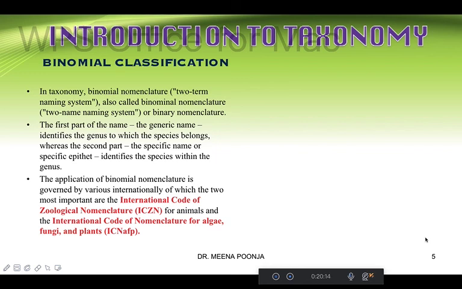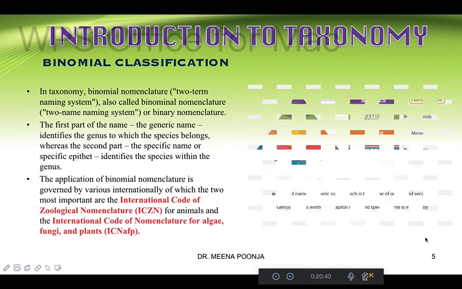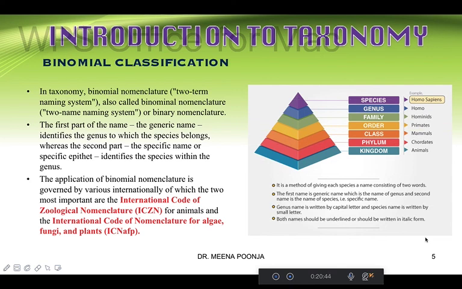The application of binomial nomenclature is governed by various internationally agreed codes of rules, of which these two are the most important: ICZN, the International Code of Zoological Nomenclature, and ICNAFP, the International Code of Nomenclature for Algae, Fungi, and Plants. Although the general principles underlying binomial nomenclature are common to these two codes, there are some differences both in the terminology they use and in their practical rules. There are particular rules that vary when these two are used.